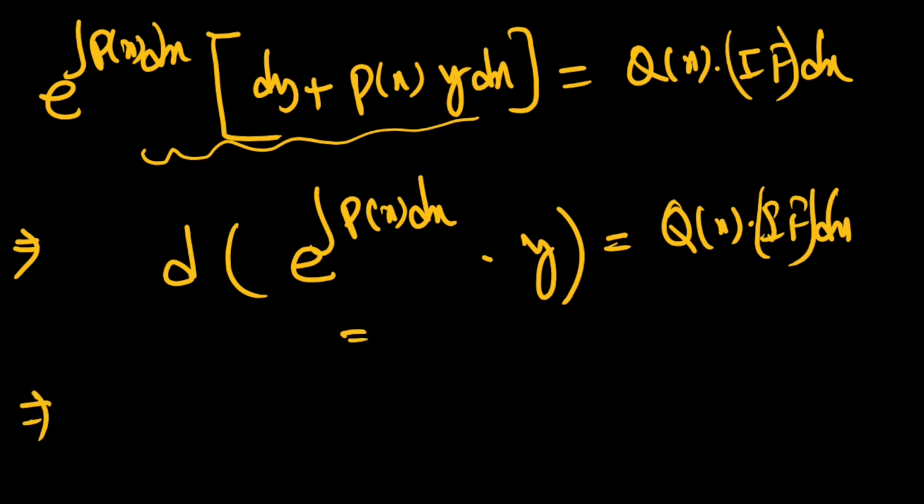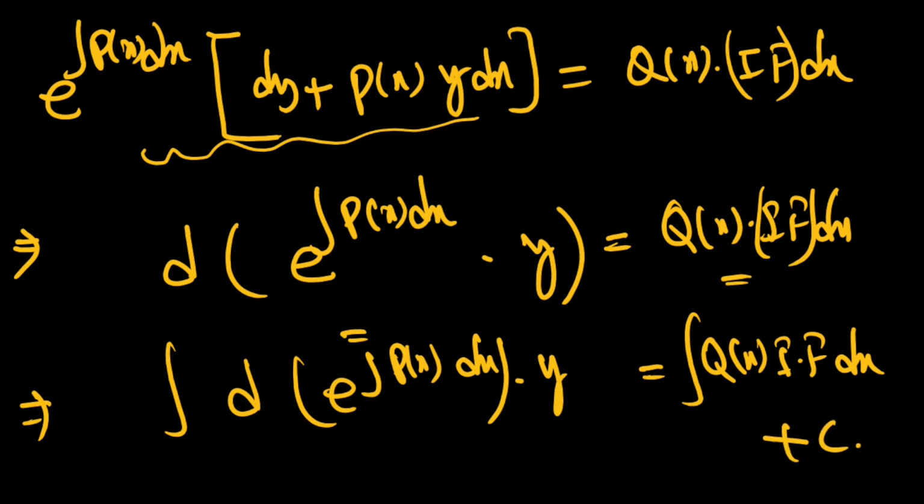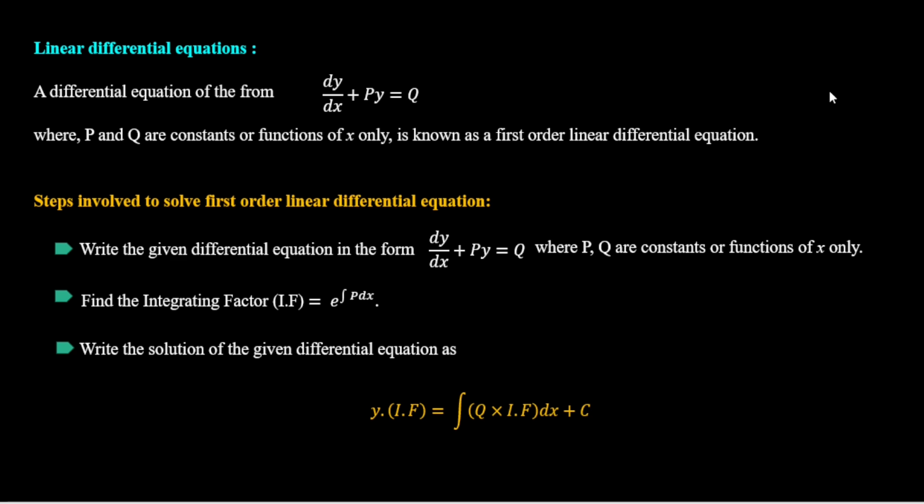So this term we can integrate easily, and here all the terms involve x, so we easily integrate both sides. So integration we apply, that is e to the power integration p dx into y is equal to integration q of x into integrating factor into dx plus some integration constant. Then we get the solution in terms of x and y if we integrate this term properly. So these are the steps involved in solving the linear differential equation.